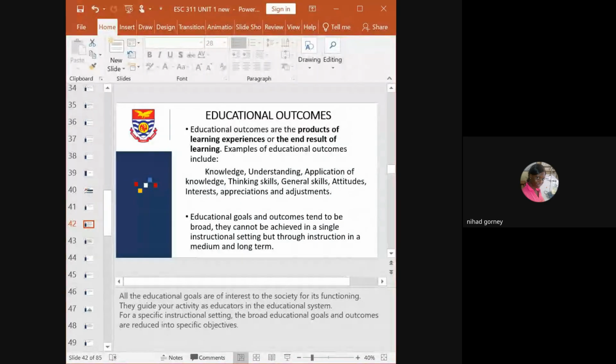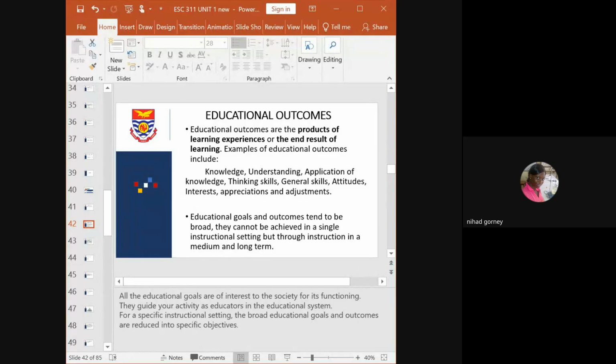You can be able to apply knowledge, application of knowledge. You will gain thinking skills. You will possess general skills. Your attitudes will be positive. You will have interest in the good things in life. You will appreciate life, and you make adjustments. So these are the outcomes, the end result of learning, and these are educational outcomes.